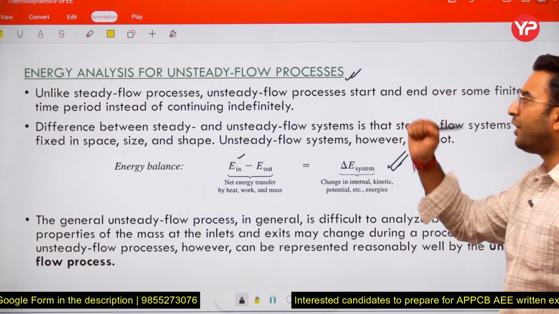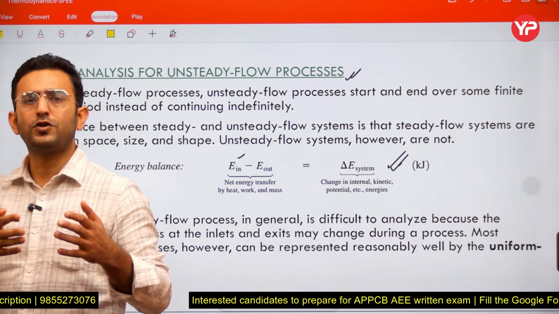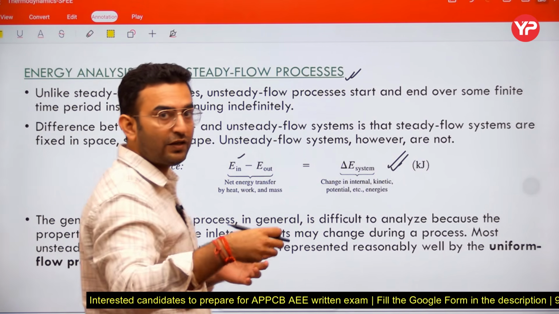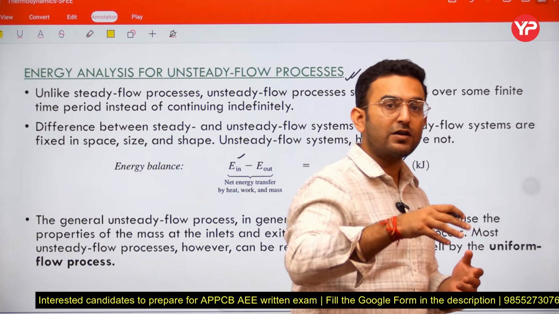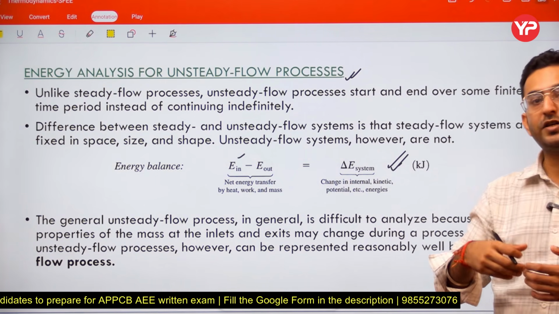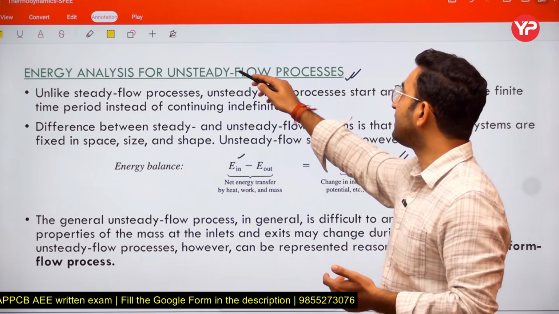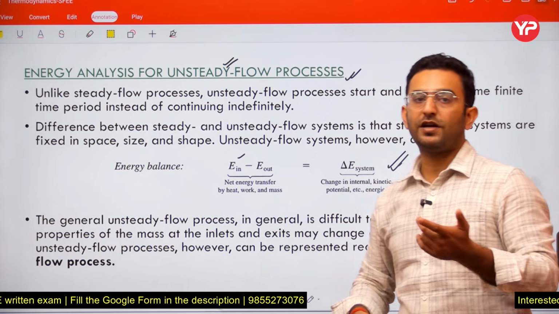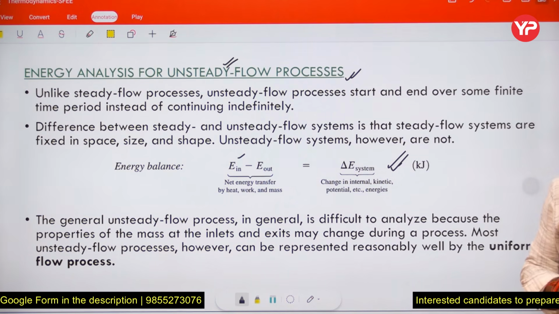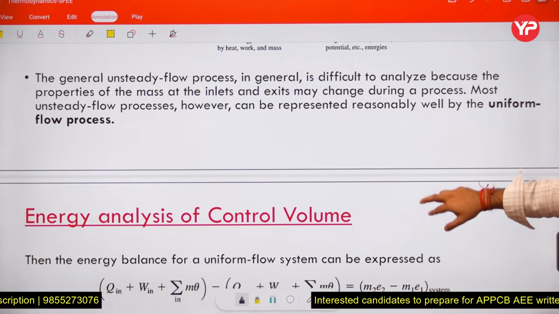And where do you see the applications of unsteady flow processes? Here you can see, let us suppose you are filling a water tank, or you are evacuating a water tank. In that case, the energy of the system and the mass of the system are continuously changing with respect to time. So all of these are examples of unsteady state processes. That's a very simple part. Now let us see some questions related to this particular portion.